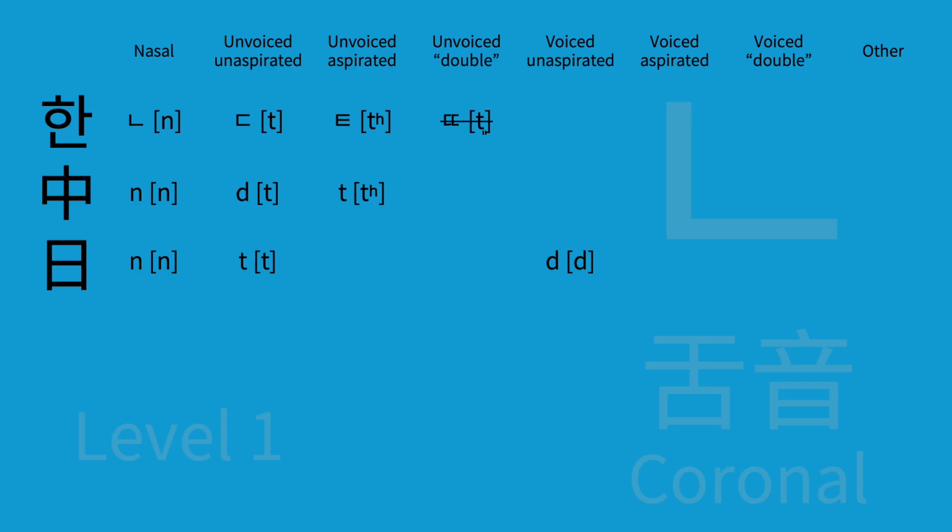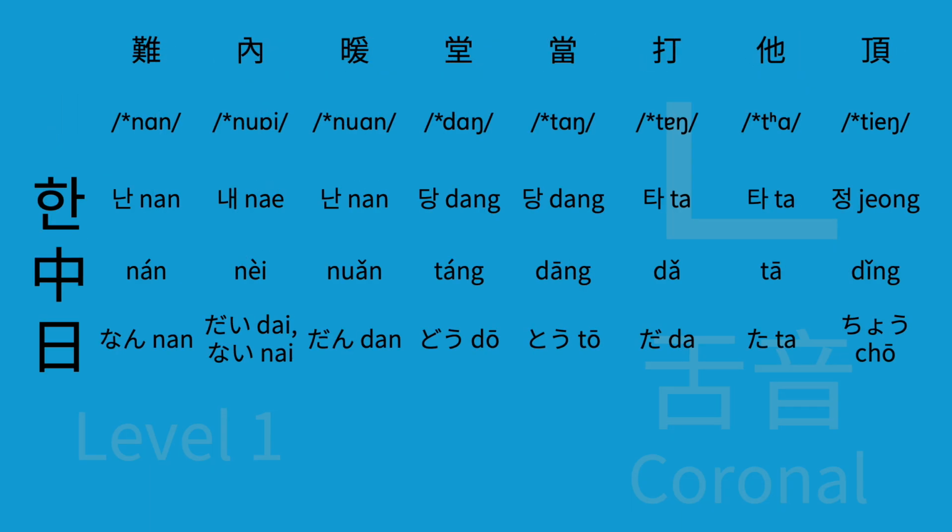In Hangul, these are the consonants based on the nieun, which depicts the side view of the tongue touching the top of the mouth. For Korean, we have n, t, and t. For Mandarin, we have n, t, t. For Japanese, we have n, t, d. Here are some characters within this group.